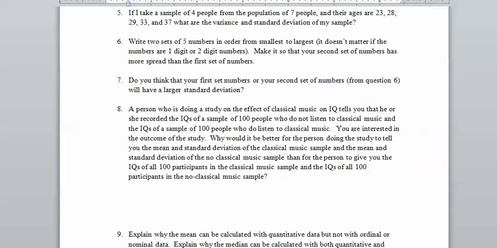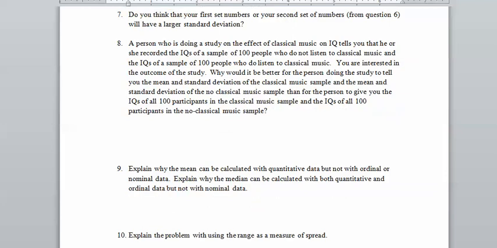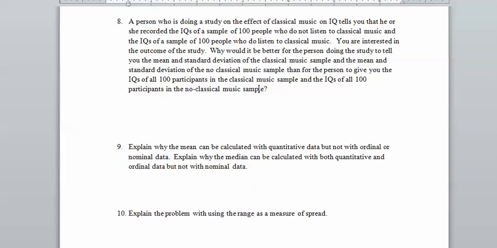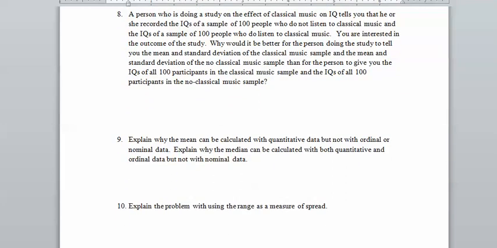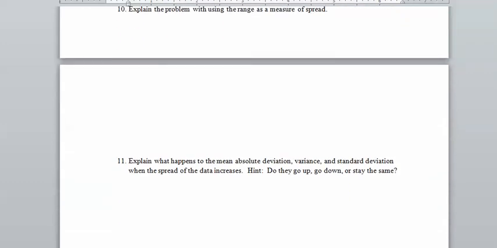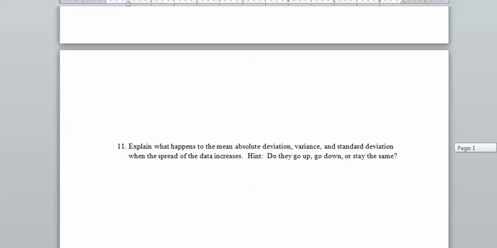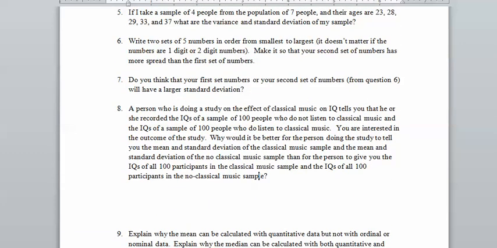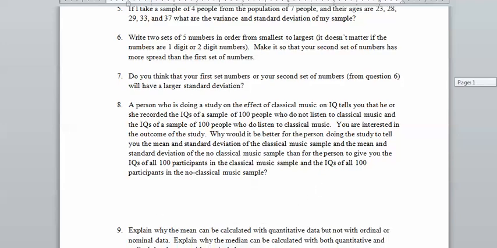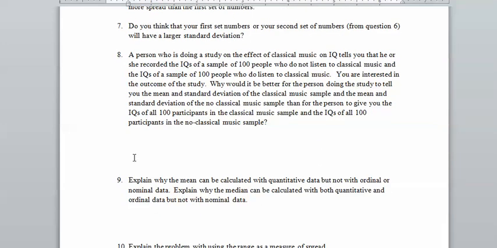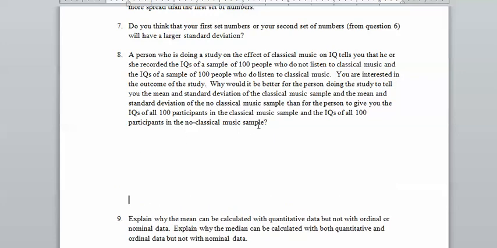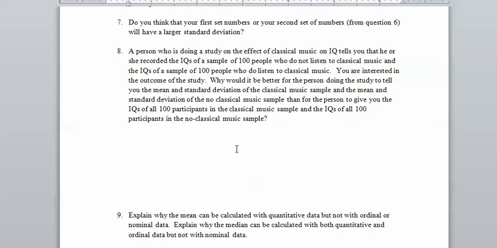I also have some short essay questions in here. If you need more space to write out your answers, then it's fine to just, when you're in Word, press Enter and move this down to give yourself more space. Or if you know that you'll need more space, then just press Enter and give yourself more space.